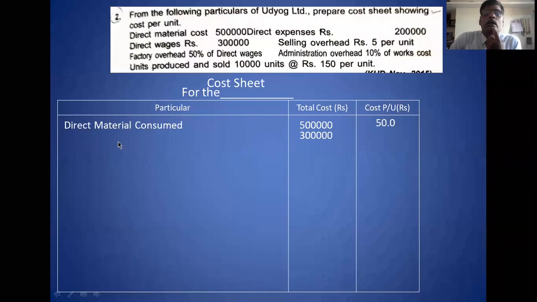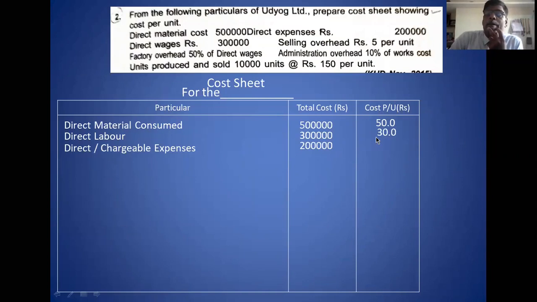Okay, then you write the direct labor. Direct labor is 3 lakh, divide by 10,000, you will get 30 rupee. Okay, then direct expense. Direct expense is 2 lakh. You write 2 lakh and divide by 10,000, you will get 20.